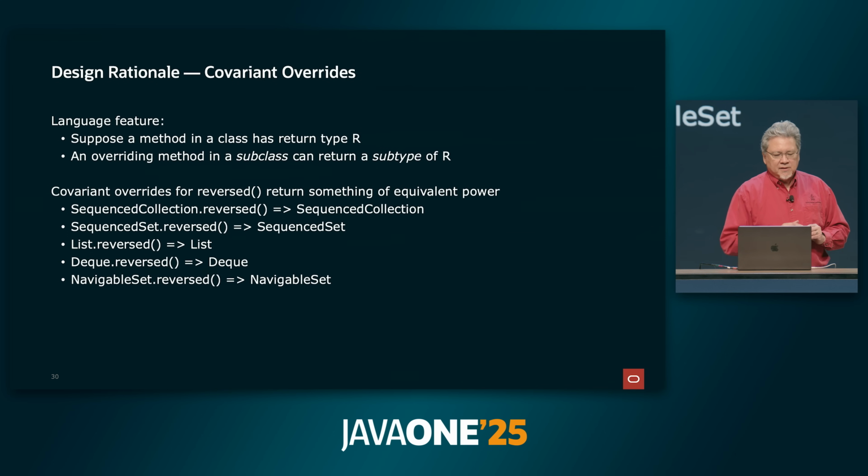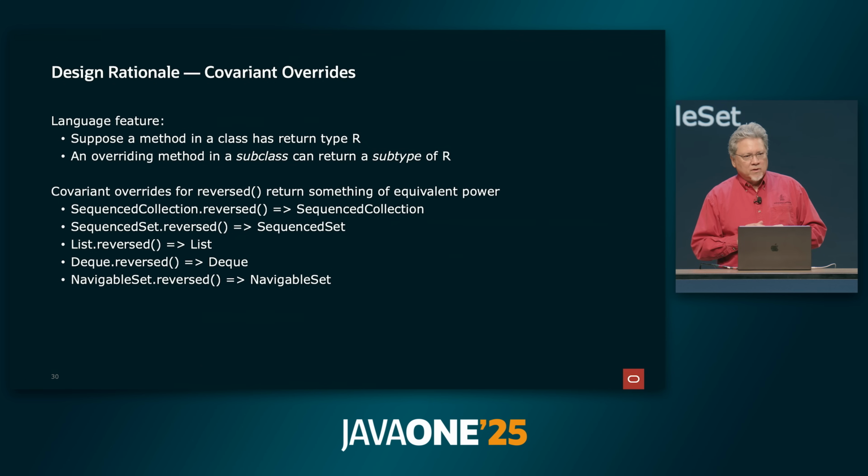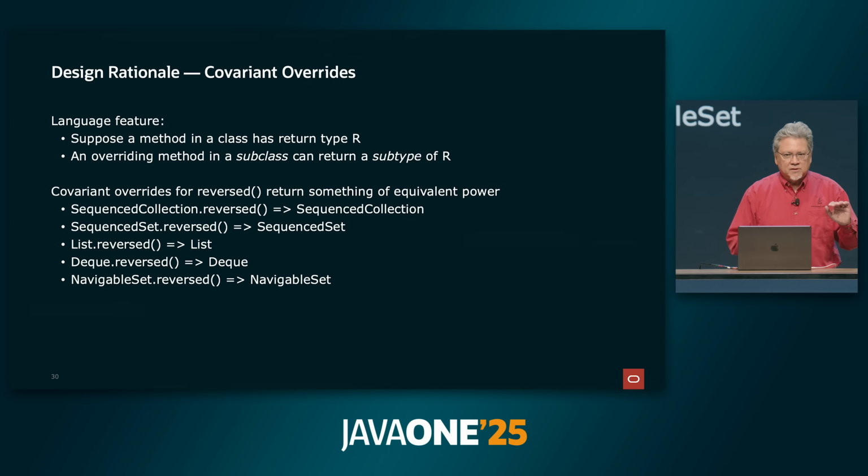Covariant overrides. I think this is a pretty big deal. Reversed is a new method, and so it's safe to add covariant overrides in a bunch of places. So what I've tried to do, at every place that introduced a reverse method, is to return a specific type. So SequencedCollection.reversed returns a SequencedCollection, but if you have a list and you call reversed on it, then you get back a list.